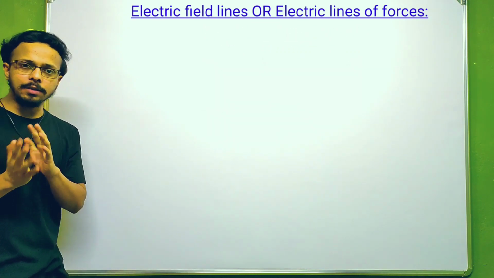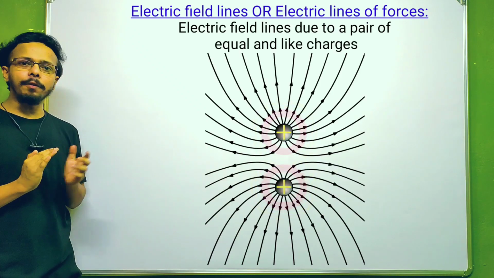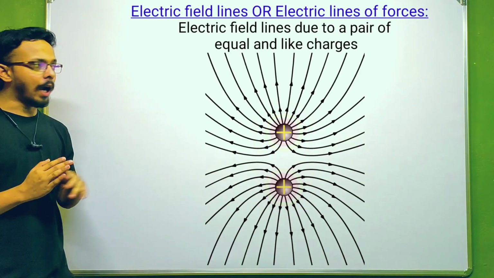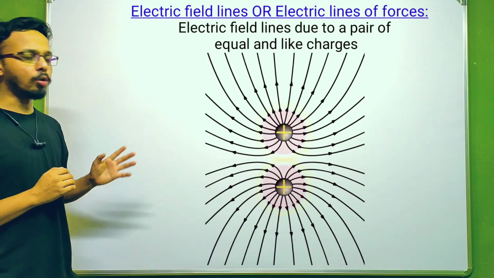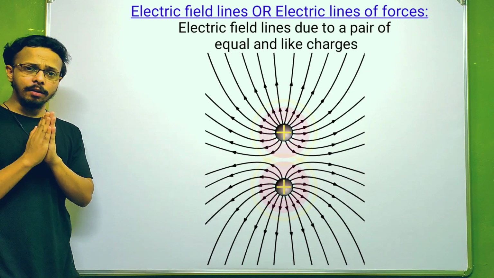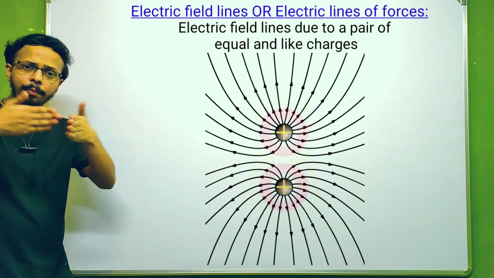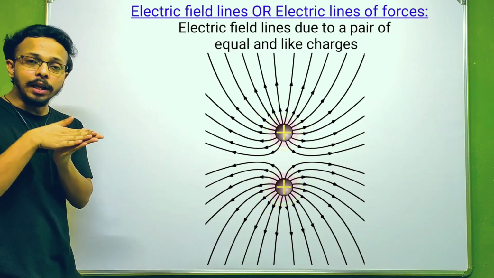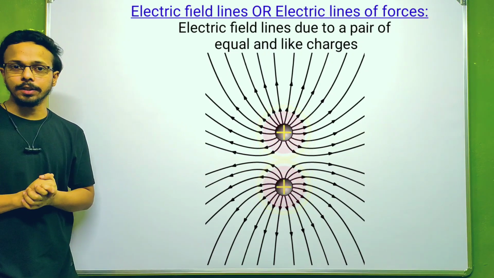Okay? And the same way, if you see the electric field lines configuration for a pair of equal and like charges, it looks like this. And here if you see, the electric field lines exert a lateral pressure, which indicates there is a repulsion between these two charges.